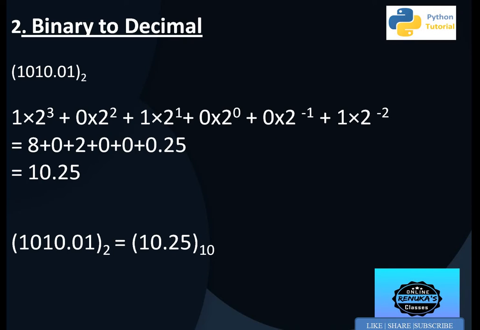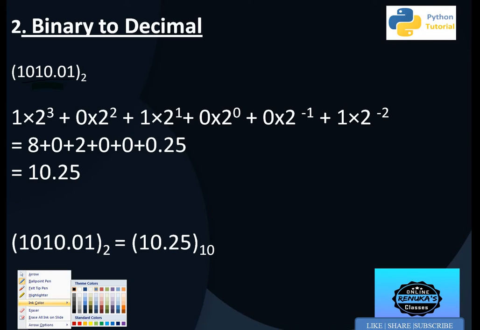Then we convert binary to decimal. Suppose this was the number and we want to convert it into decimal. How were we converting binary to decimal? For the whole integer part we started from the ones place, with 2 raised to power 0, 2 raised to power 1, 2 raised to power 2, 2 raised to power 3. Those were the place values.